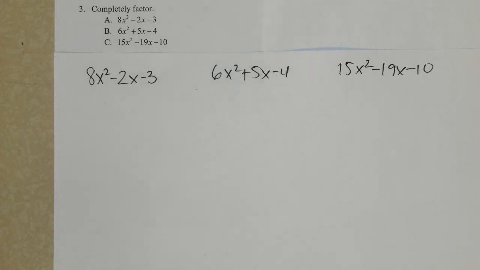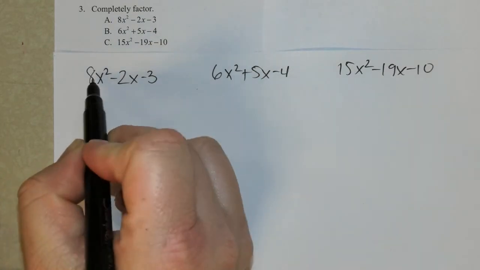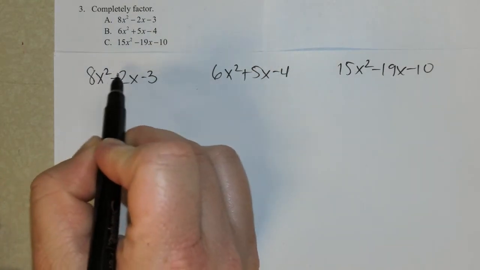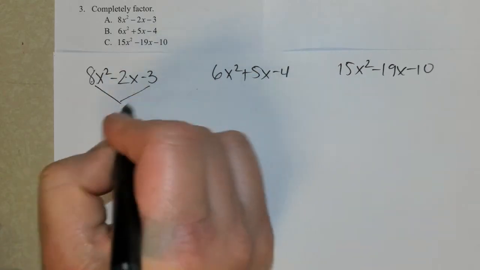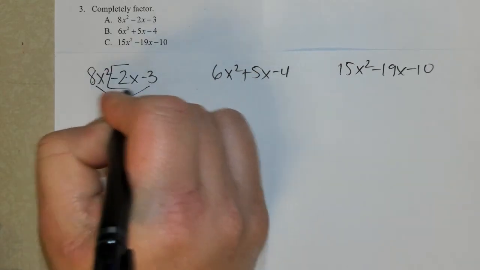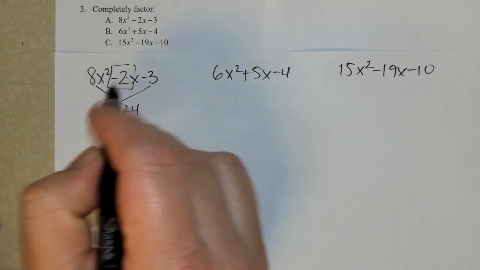Number 3 from the Unit 2 Prep 2 assignment. We're asked to factor each of these, so we always start by asking ourselves, is there a number other than 1 that I can divide out of 8, 2, and 3? There's not. So then 8 times negative 3 is negative 24. I'm looking for two numbers that multiply to equal negative 24 and combine to equal negative 2.